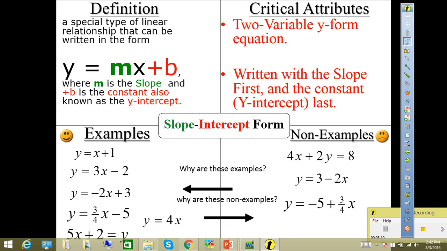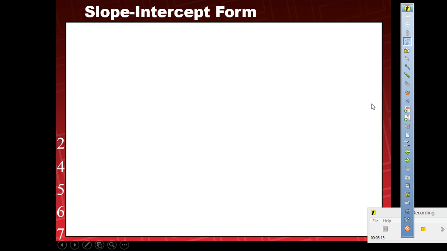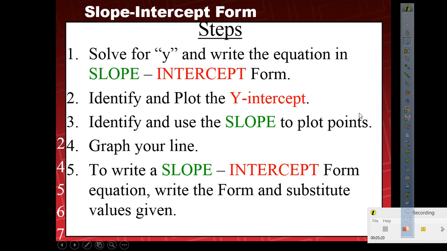All right, let's move on. Steps. I gave you some steps there, and I wrote them in there. Now, check this out. On yours, it says solve for y and write the equation in slope-intercept form. That's step 1. Step 2, identify and plot the y-intercept. Identify and use the slope to plot points. And number 4, graph your line. All those 4 steps that I gave you are to graph a line.